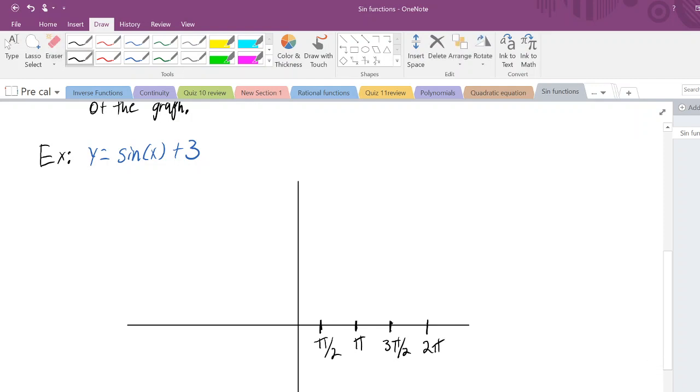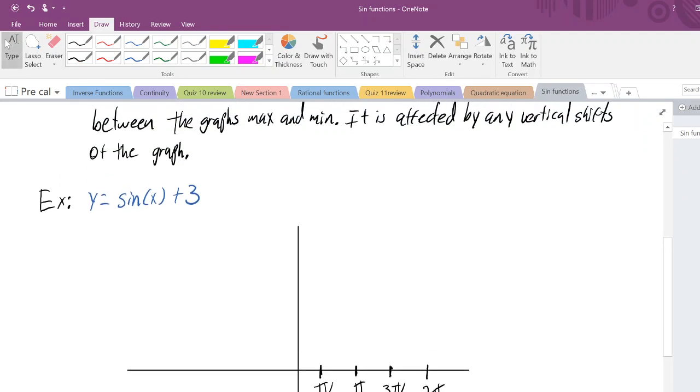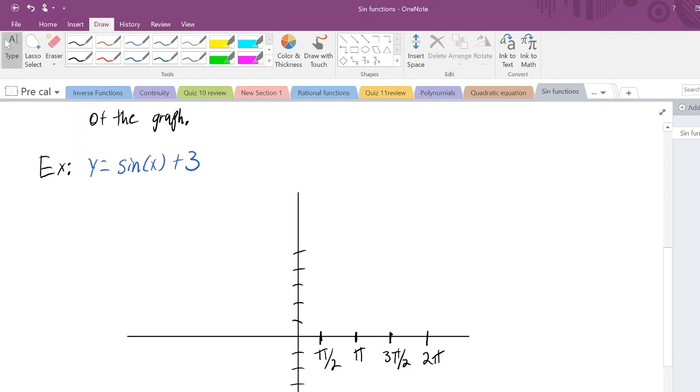Now the thing that's going to change, well, let's first start off with points 1, 2, 3, 4, 5, and then 1, 2, 3, 4, and 5. Alright, so the only thing that's going to change is my vertical shift. So let's start off with the regular y equals sine of x. You start off at 0, here at 1, you go back to 0, you go to negative 1, and you go up to 0. So it looks like this.